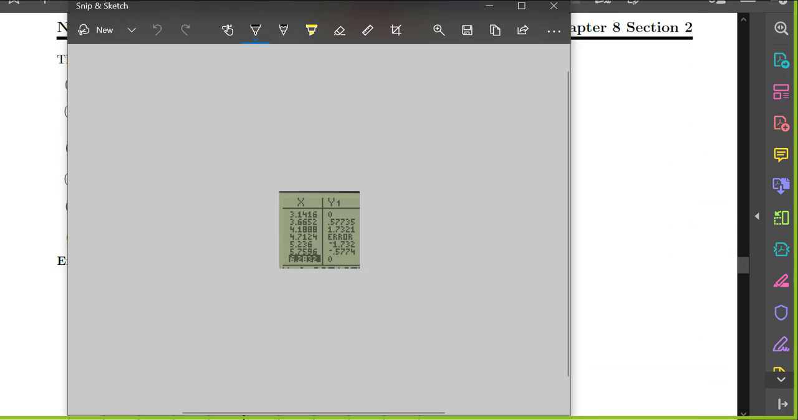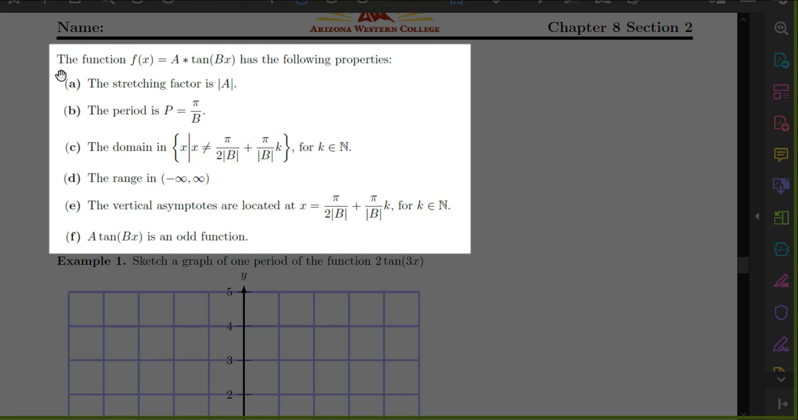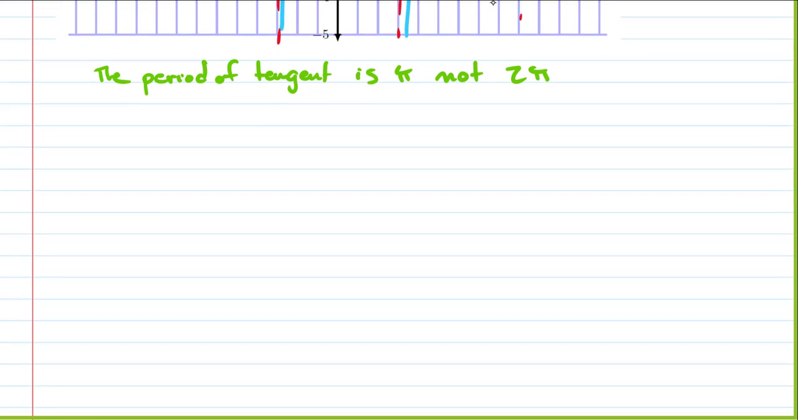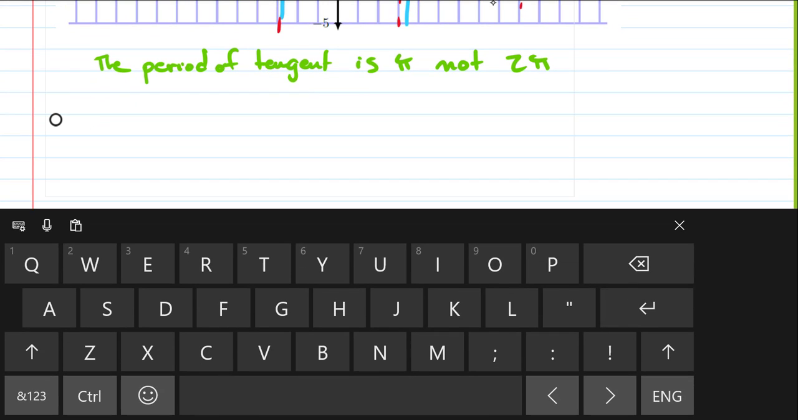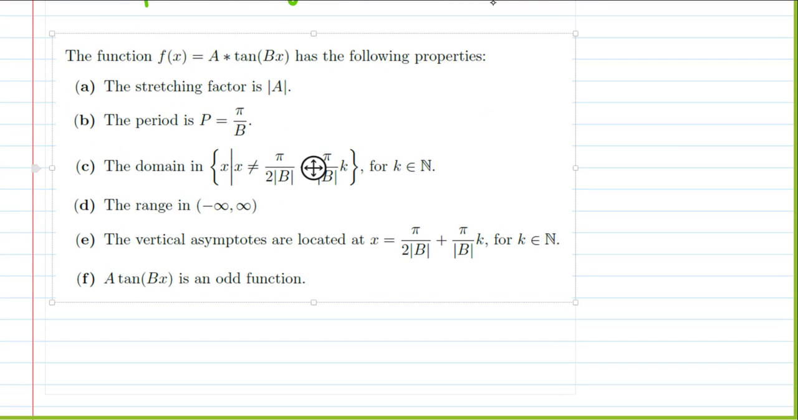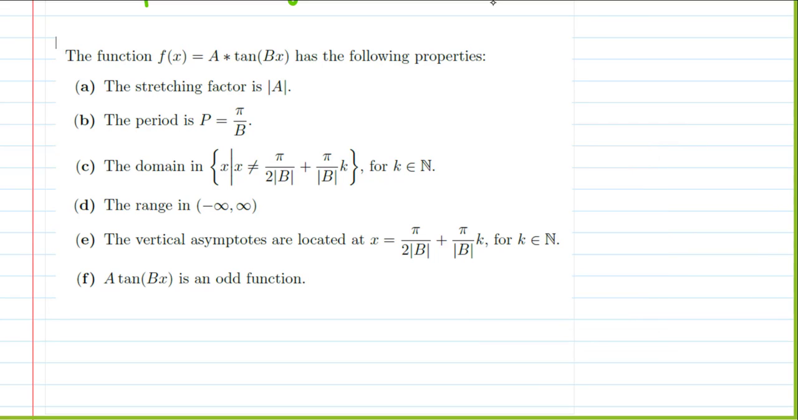So we have the following properties which are going to hold for tangent. The function f of x equals a times tangent bx has the following properties. A is our stretching factor, so since it's not a periodic wave, we don't call it the amplitude. The period is p equals pi divided by b.